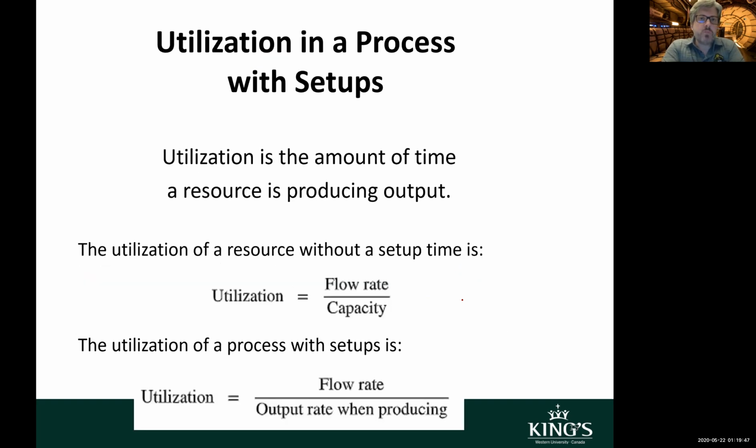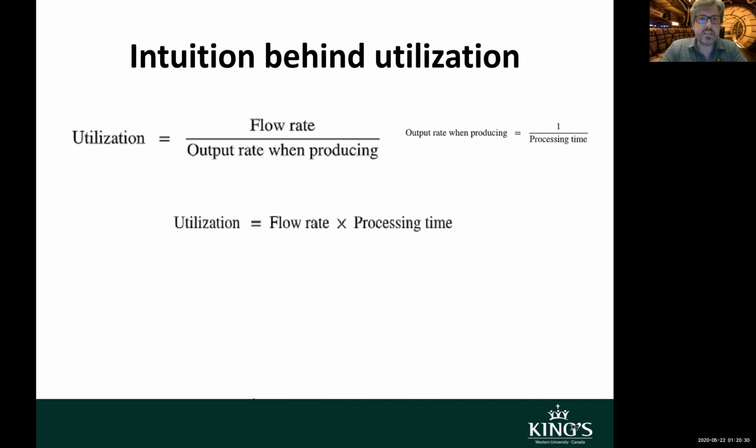So let's move on. The utilization that now includes setups must be thought of as a utilization only when you are in fact producing something, right? Originally, utilization is flow rate divided by capacity, right? Now, if my capacity is production capacity, setups should not be included. The utilization, therefore, should be the output rate only when I'm producing. In other words, let's think about this from this perspective. If the utilization is the flow rate over the output rate when producing, what I'm talking about here is processing time, right? So the output rate when producing is 1 divided by processing time.